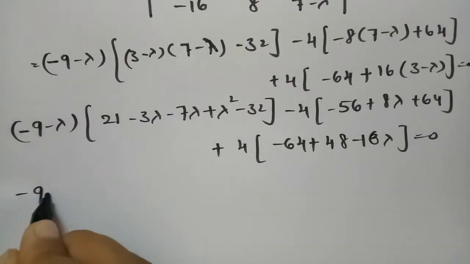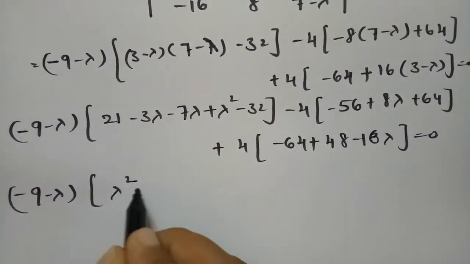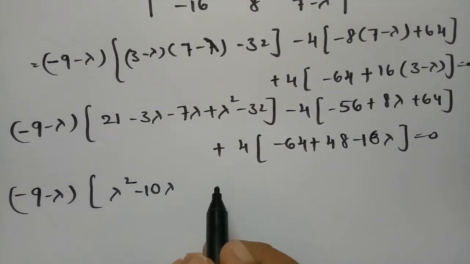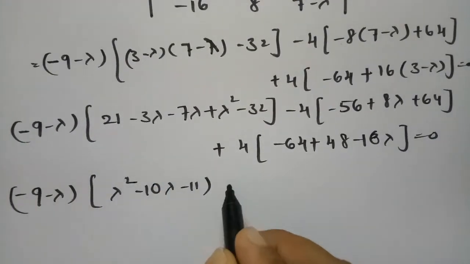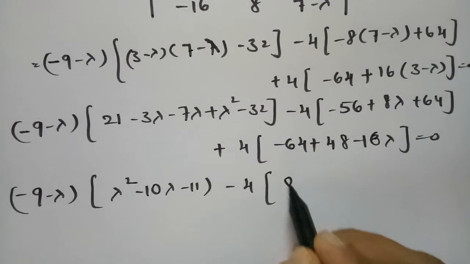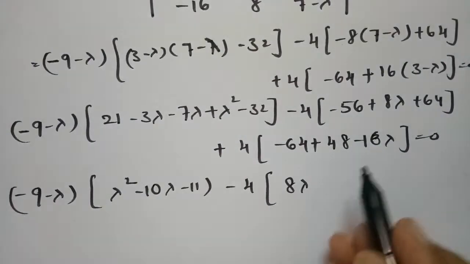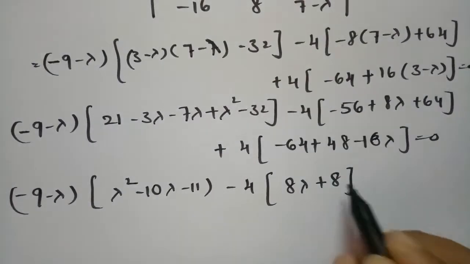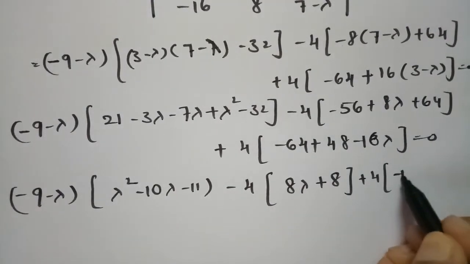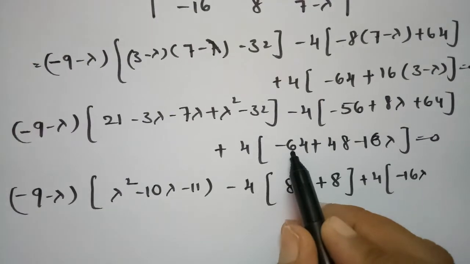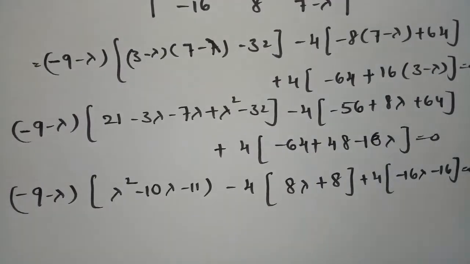So this is nothing but -9 minus lambda. So this is lambda square, and this will be -10 lambda. So this is -32 plus 21, so this is -11, minus 4 times of, this is 8 lambda, and 64 minus 56, so this will be 8. So this is 8 lambda plus 8, and this is 4 times of -16 lambda, and -64 plus 48, this is -16, is equal to 0.